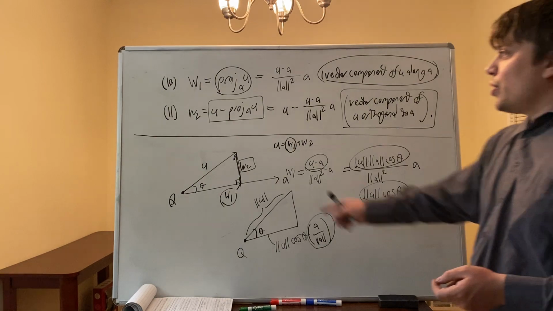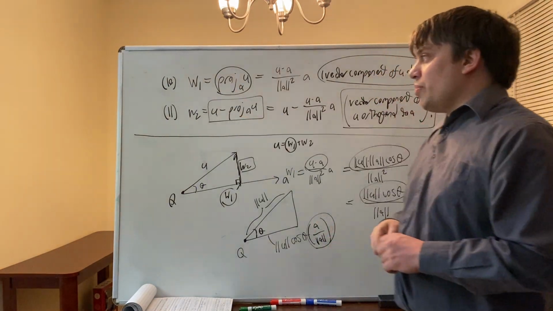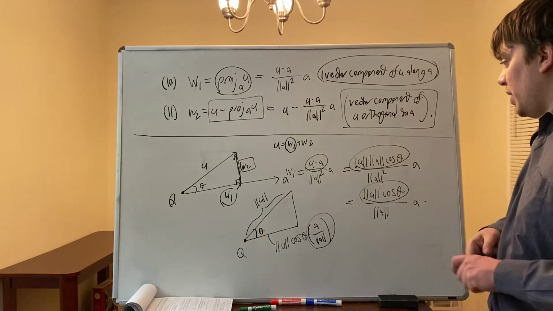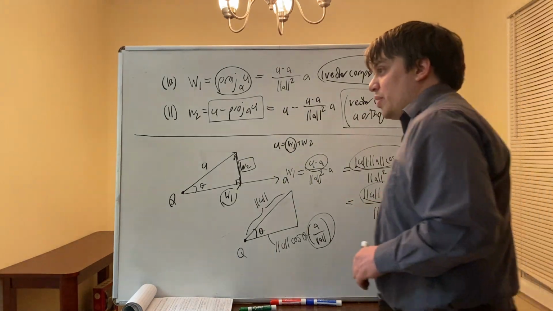And then w2 is just u minus the w1 we just found. Okay, and so that's the explanation of those equations.